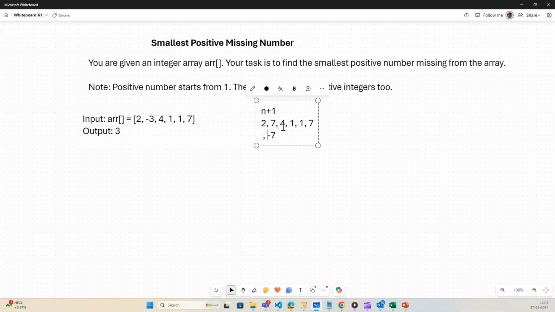Now over here I got 4. So now I will go to 4 minus 1, that is third index, and which will be this. And I will just convert this particular number to negative, right? So now this will be minus 1, like this, right? Now I will go to the next number, which is 1. Now 1 minus 1 is 0. So I will go to the first index and I will just convert this 2 to minus 2. So it will become minus 2 now, right?